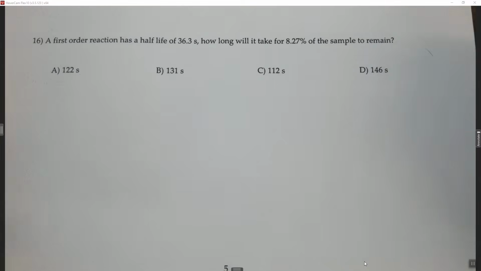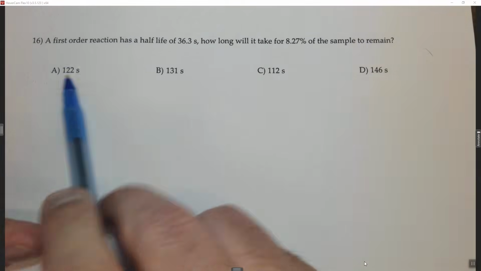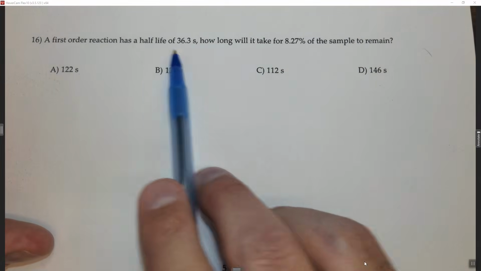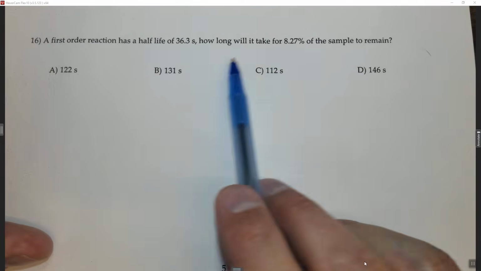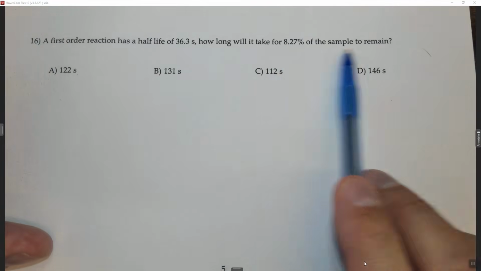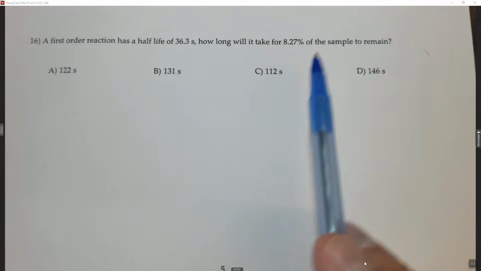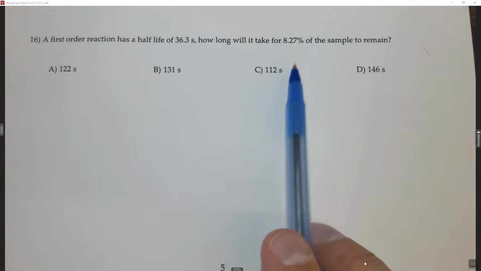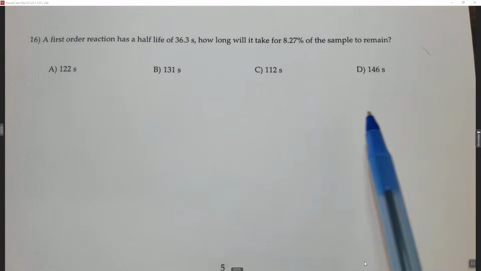All right, so I decided to put a little bit harder half-life question on here. It says a first-order reaction has a half-life of 36.3 seconds. How long will it take for 8.27% of the sample to remain? Note that 8.27% is not an even number of half-lives, so we can't just count.